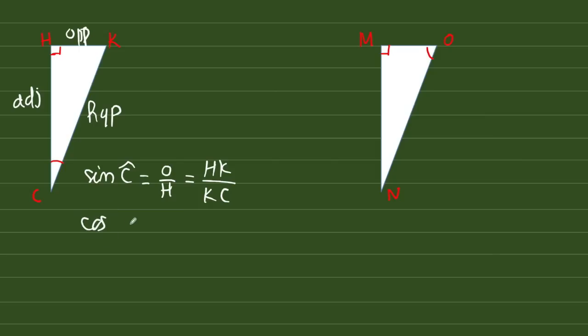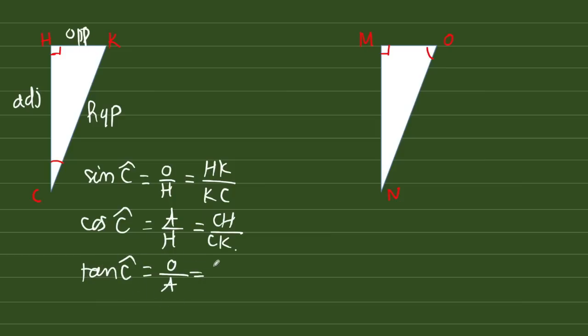And how about cos? Cos C is adjacent divided by hypotenuse. Adjacent is CH, and the hypotenuse is CK. And the last one, tan C, you will have opposite divided by adjacent. Opposite is K, and adjacent is C.